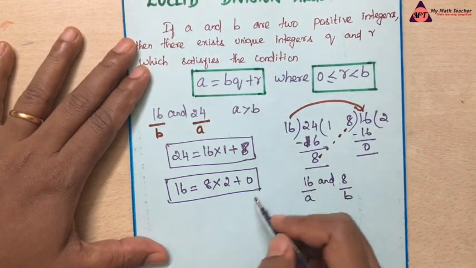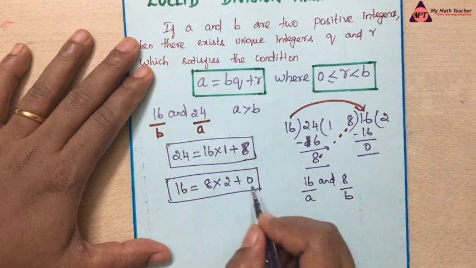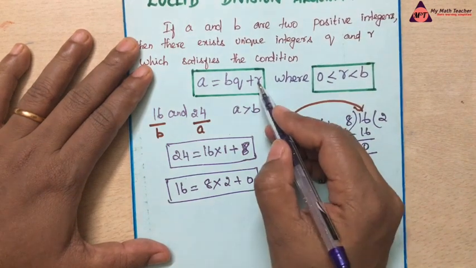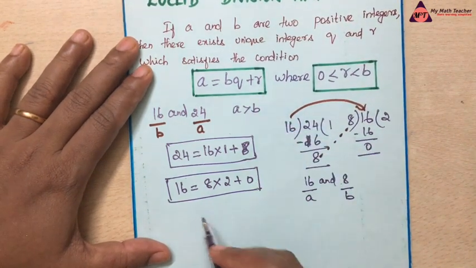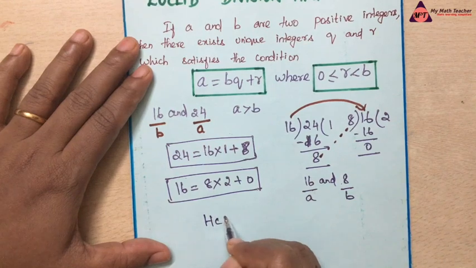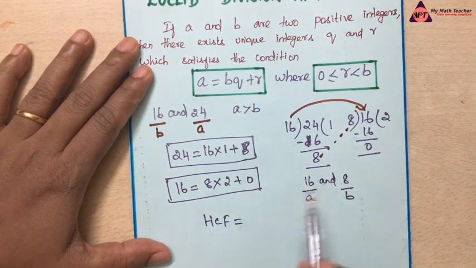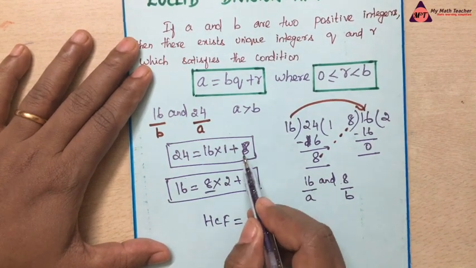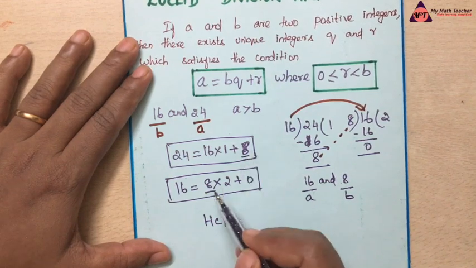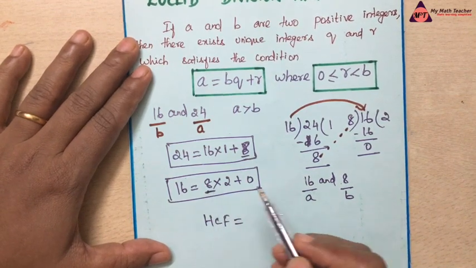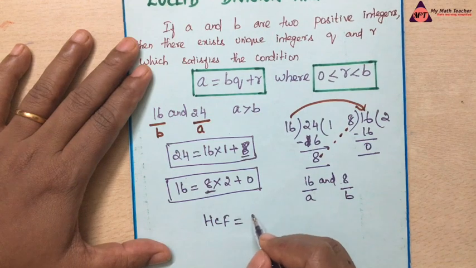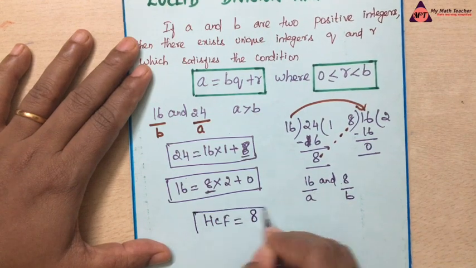So we have completed the division algorithm till the remainder becomes 0. The remainder becomes 0. Now what is the HCF? Yes, HCF is nothing but the remainder in the second last step or the divisor in the last step. This is 8. So HCF is 8 for this number.